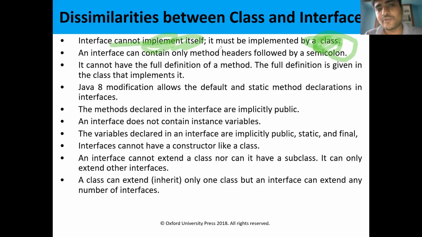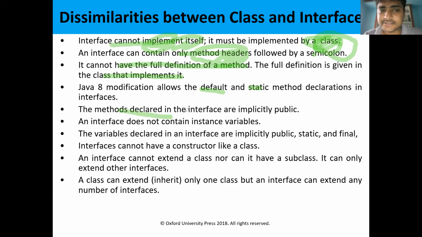Next, an interface can contain only method headers. That means abstract methods followed by a semicolon. It cannot have the full definitions of the method. The full definition is given in the class that implements. So the abstract method definitions are given in the class. But we have the static and default methods. Whenever we use default methods as well as static methods, then we can define the method in the interface itself.